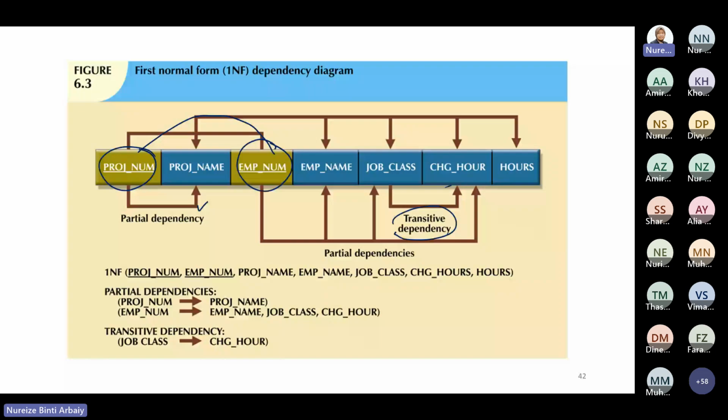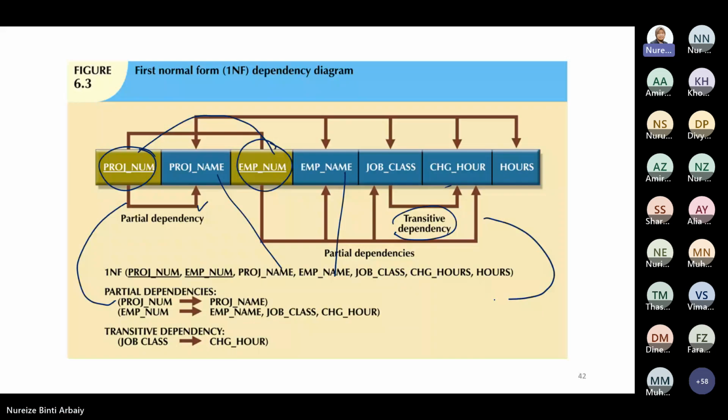So 1NF: project number, employee number, project name, employee name, job class, and so on. They just rewrite it, pulling out the primary key into the left part. From the diagram, they extract and write it down using this schema form. This is table form, and this is schema form. They have two partial dependencies, the first one coming from here, and this one.